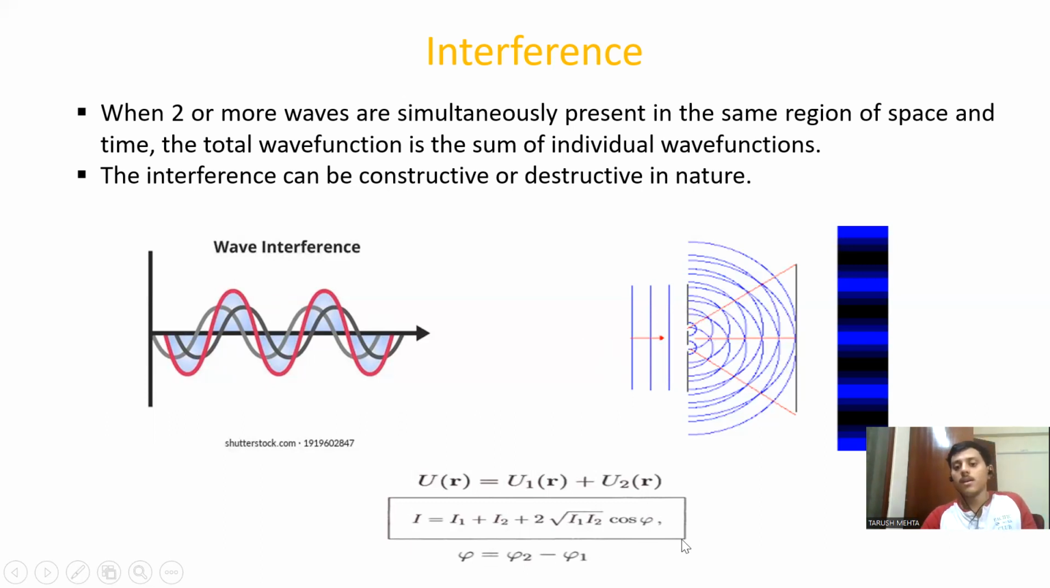The combined intensity in general for some angle phi can be written as I = I1 + I2 + 2√(I1 I2) cos phi, where phi is nothing but the phase difference of wave 2 minus the phase difference of wave 1.